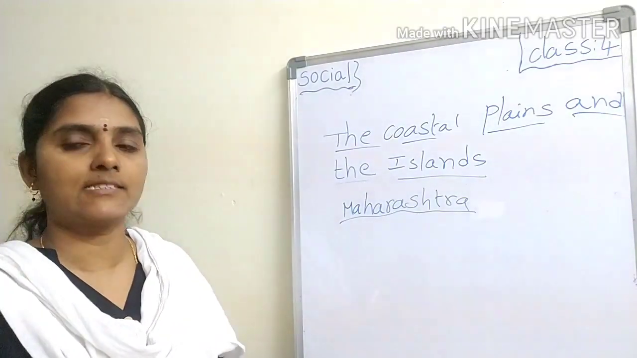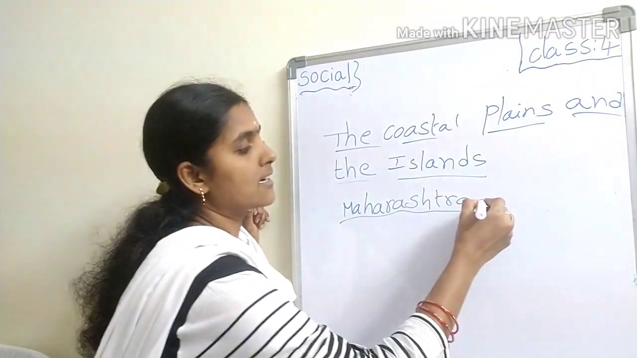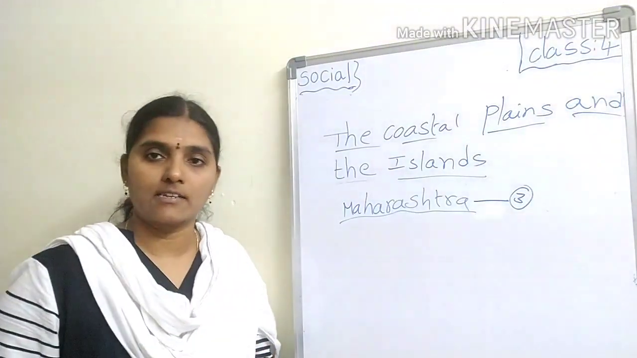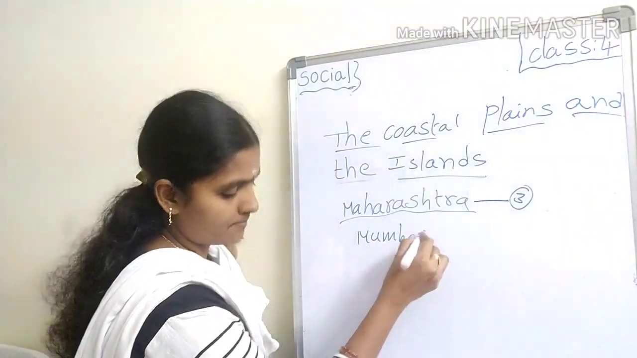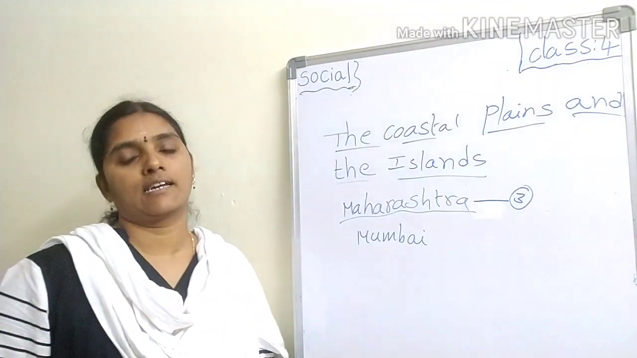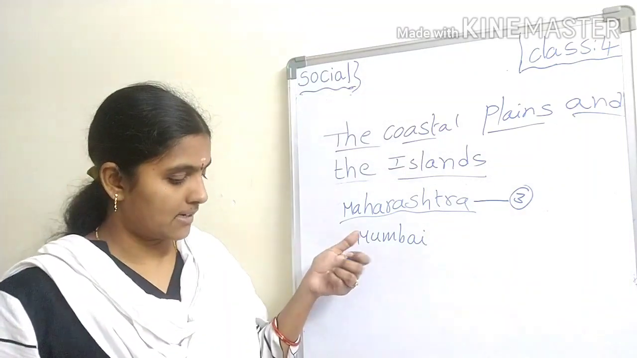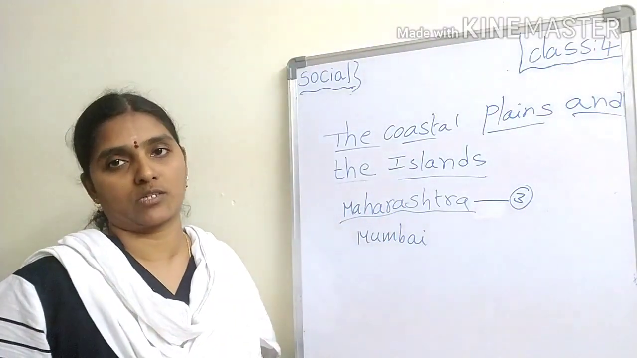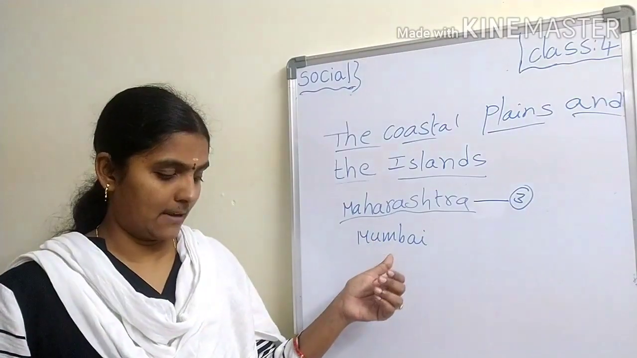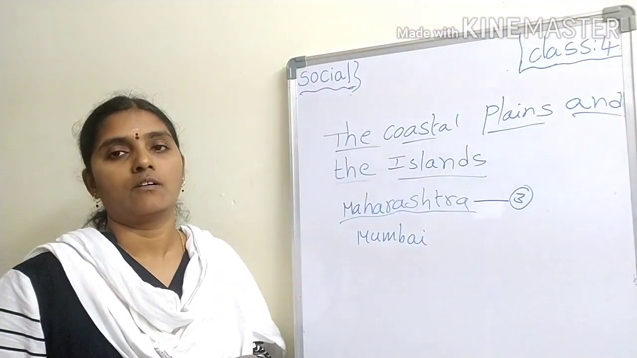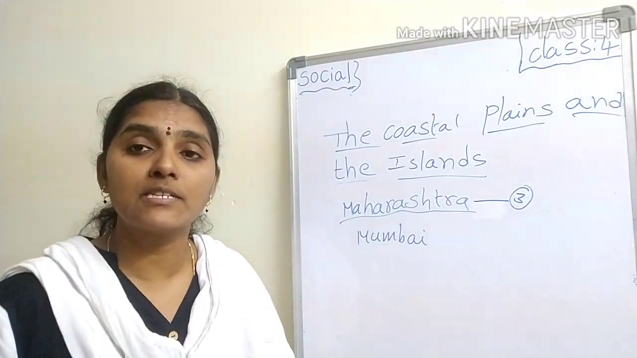The next state, Maharashtra. Maharashtra is the third largest state in the country. Mumbai is the capital of Maharashtra. Mumbai is the largest seaport of India. It is also an important center for business and industries.